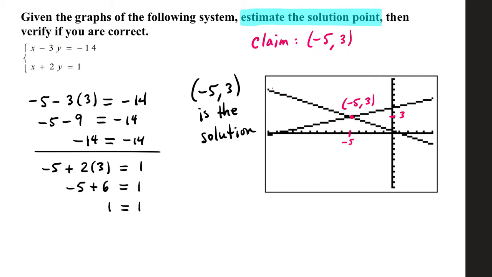Starting with your top equation, substitute negative 5 in for x, 3 in for y, and see if you get a match. Negative 5 minus 3 times 3, that's negative 14. That gives us a match. Substituting into the second equation, negative 5 plus 2 times 3, that's negative 5 plus 6, which is 1. That also creates a match. So we've just verified through direct substitution that our intersection point is negative 5, 3.